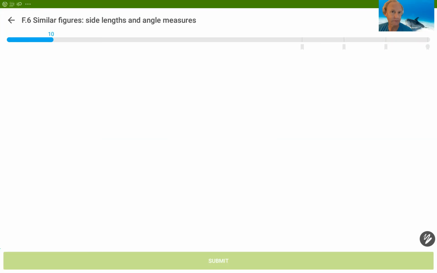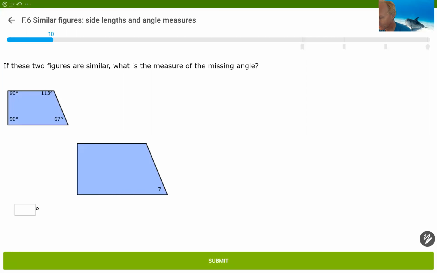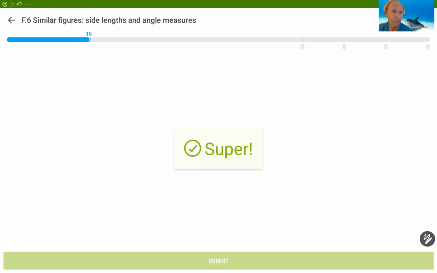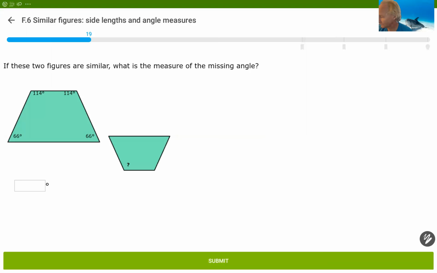And let's see what else we've got. Okay, again, it says the two figures are similar, so they have all equal angles. That gives it 67 down in the corner. Looks like I'm not going to be doing much writing on this one. This one's upside down, so we're looking at the obtuse angle there. It looks like it's 114.